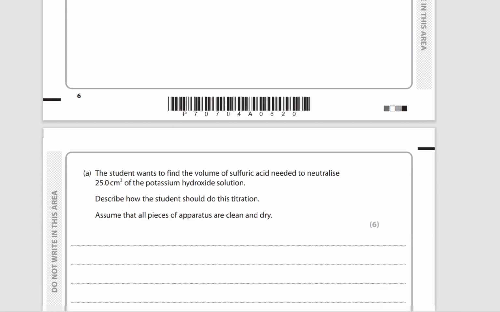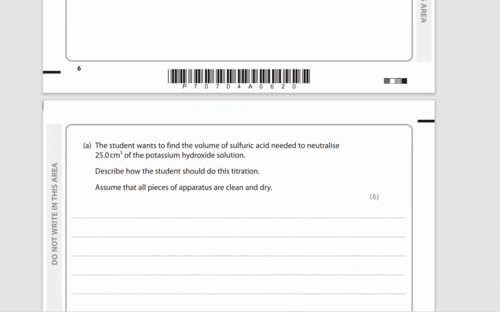So the question is part A. The student wants to find the volume of sulfuric acid needed to neutralize 25 centimeter cube of potassium hydroxide solution. So describe how the student should do this titration. Assume all the pieces of apparatus are clean and dry. So these are just theoretical questions of 6 marks.